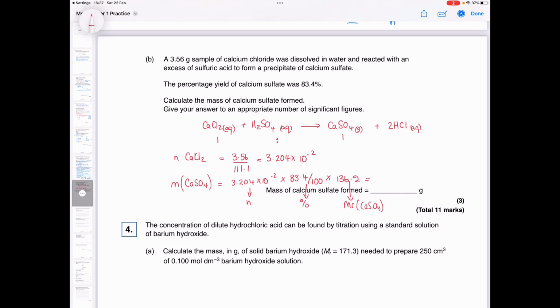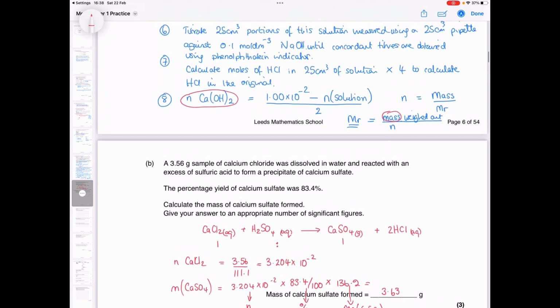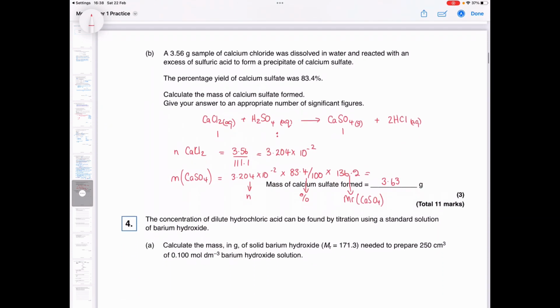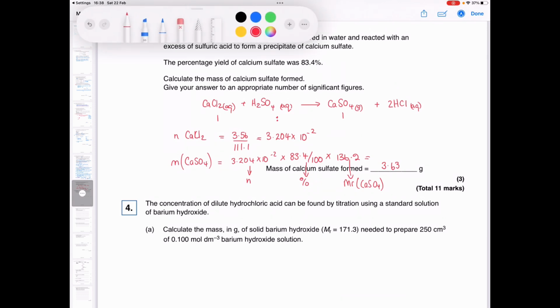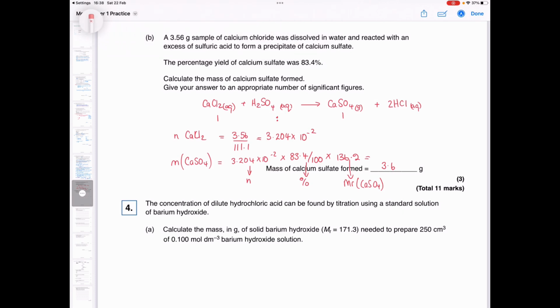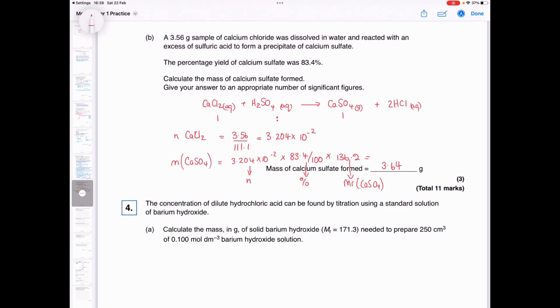and we get 3.639. Let's have a look at a suitable number of significant figures. Looking at the question, it's 3 significant figures, so it's 3.64 to 3 significant figures.